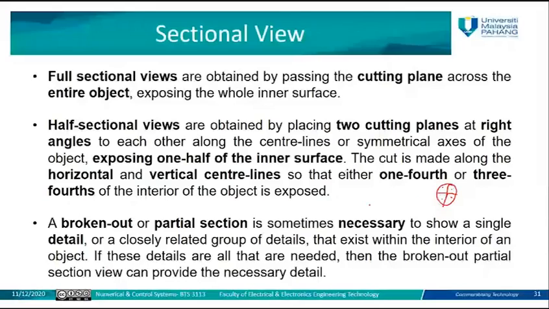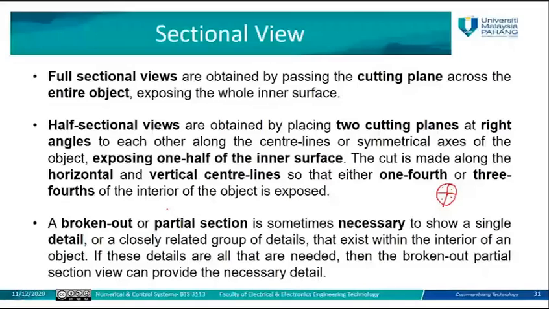The last type is the partial section, or broken out. That means you don't need to cut the whole object. You have some part of the object which is not clear in the top view, the side view, or the front view, so you just want to cut this part only. Other parts are clear in the object, so you need to focus on some part. You cut this part and make a cross section for this part only, not for the whole cylinder.